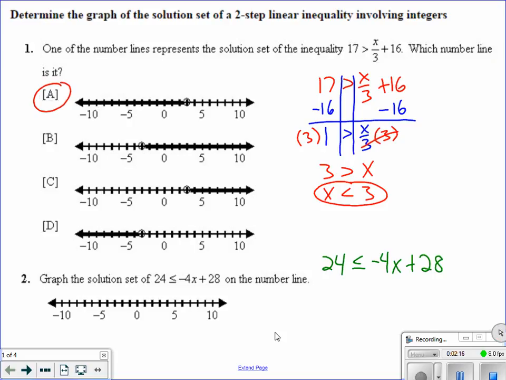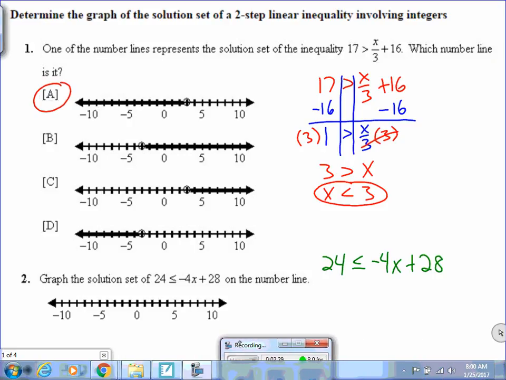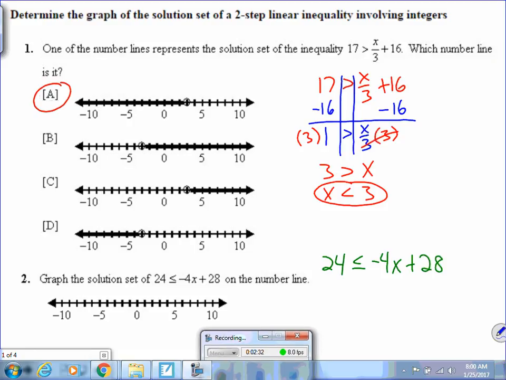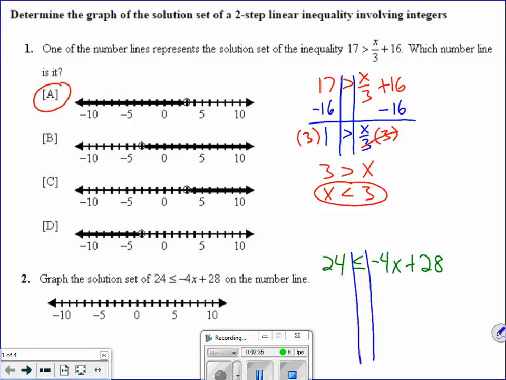Okay, going down to the next one here. We've got 24 less than or equal to negative 4x plus 28. Again, the first thing I am going to do is get rid of that plus 28. So I'm going to put my lines here to remind myself whatever I do on one side, I have to do to the other. Subtract the 28. 24 minus 28 is going to be negative 4. It's still less than or equal to. All I have left on the right side is the negative 4x. So now I have negative 4 less than or equal to negative 4x.